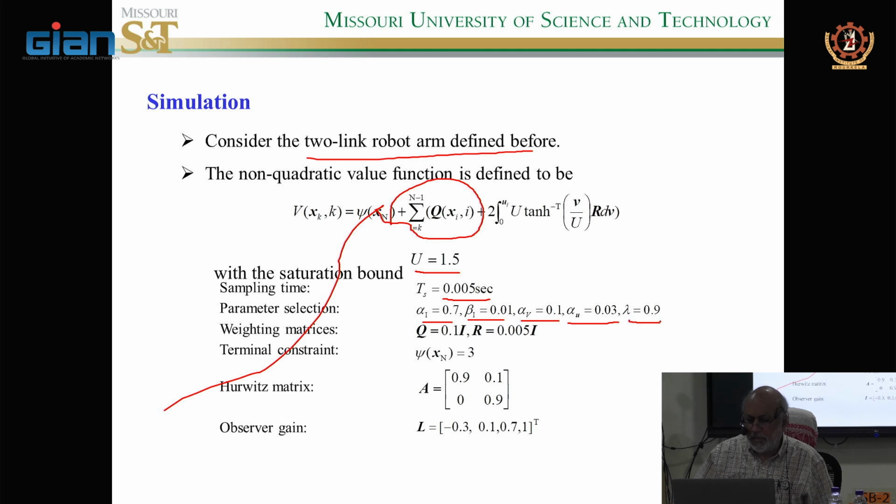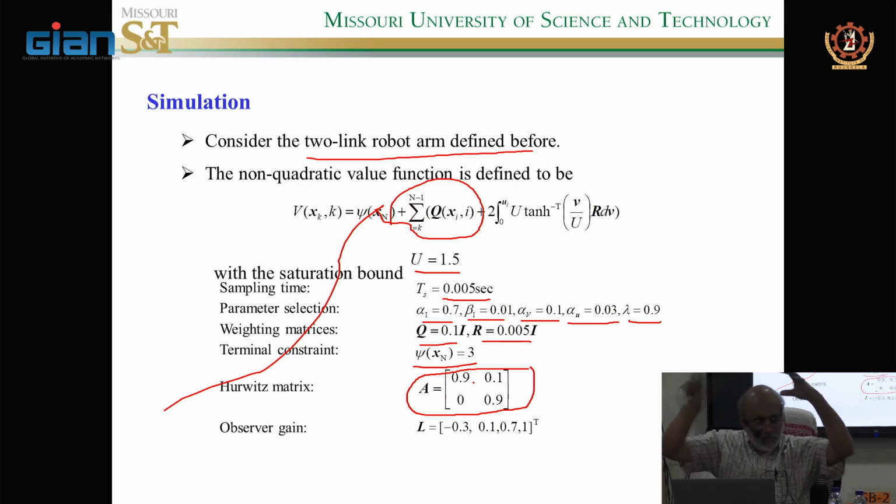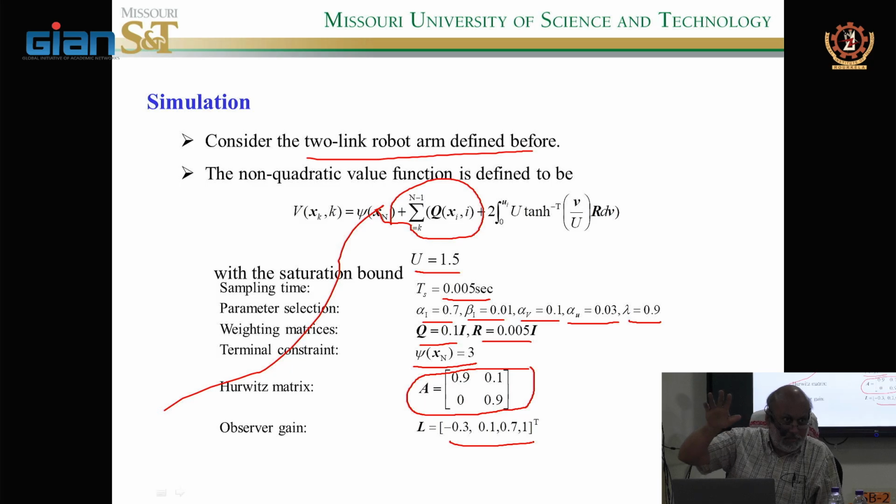The lambda value for the dynamic quantizer decay rate is 0.9. The Q weighting matrix is 0.1 identity. The R weighting matrix is 0.005. The terminal constraint value xi is equal to 3. Remember, we have to choose the observer A matrix, which is 0.9. You see that 0.9 is inside the unit disk. So therefore, the eigenvalue 0.9 is stable. Discrete, same. You understand that, right? So the observer gain L is selected like this, so that A minus LC has eigenvalues within the unit disk.